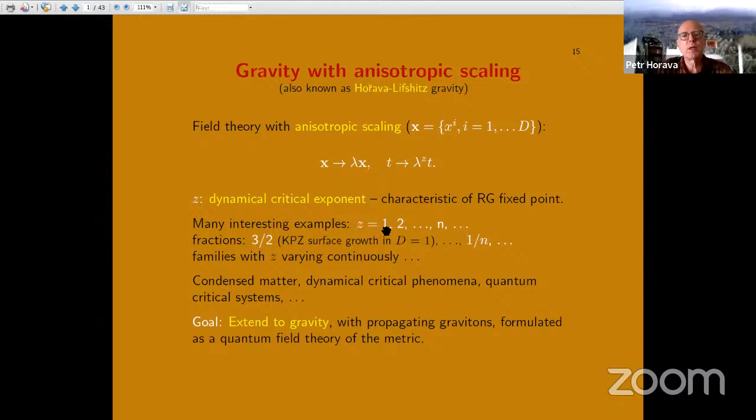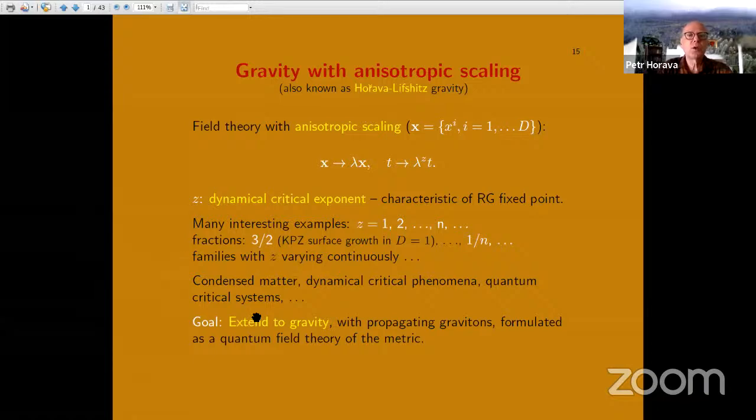Relativistic systems automatically have z equal to one, but there are also known examples, such as the Kardar-Parisi-Zhang surface growth problem in one dimension, that have an exactly calculable dynamical critical exponent equal to 3/2. So fractions can happen. Essentially any z greater than zero shows up somewhere in some mathematical constructions of consistent quantum field theories with anisotropic scaling.